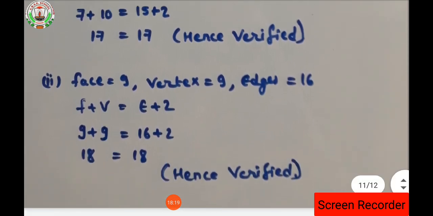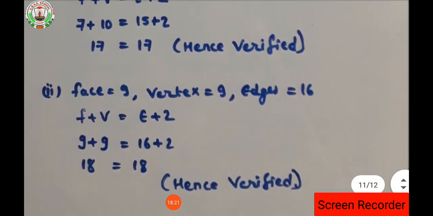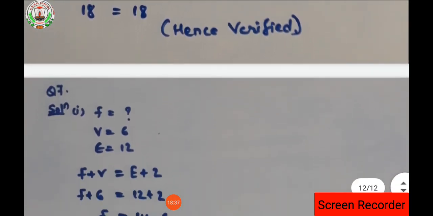Okay. Next, the second figure of the same question. Face is 9, vertex is also 9, edge is 16. So F plus V is equal to E plus 2, that is 9 plus 9 is 18 and 16 plus 2 is again 18. Hence LHS and RHS both are the same, that means it is again verified.